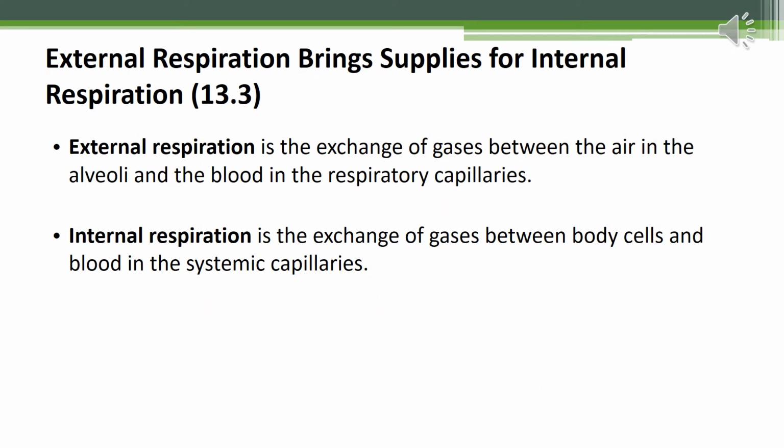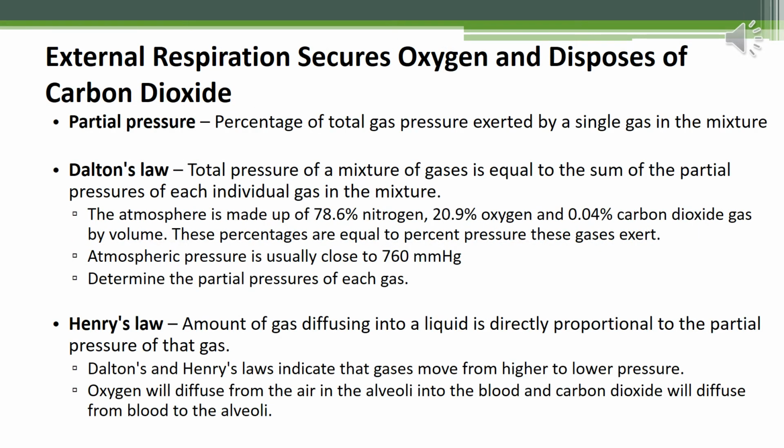Section 13.3, External respiration brings supplies for internal respiration. Now, external respiration is the exchange of gases between the air in the alveoli and the blood in the respiratory capillaries, and this obviously takes place in the lungs, whereas internal respiration is the exchange of gases between body cells and blood in the systemic capillaries. So this happens between the blood vessels and the body cells in the body. External respiration secures oxygen and disposes of carbon dioxide.